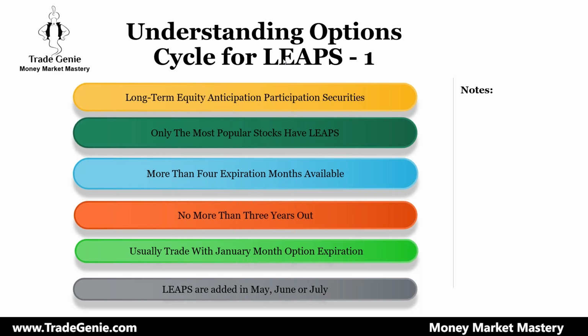LEAPS means that they are longer dated options. They have 2 or 3 years of options listed. Not all options have 2 or 3 years of option cycles. So let's say you don't want to buy the stock, you want to buy options deep in the money. You consider a LEAP as good as a stock, because your cost basis is low, so people do buy it.